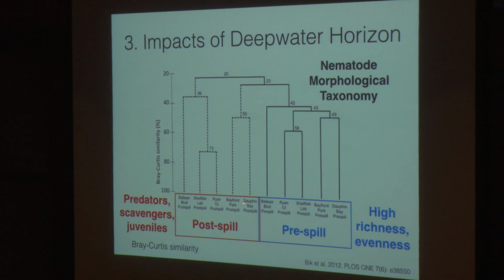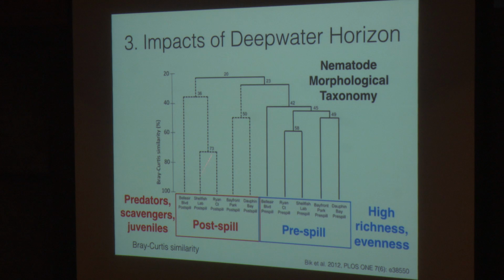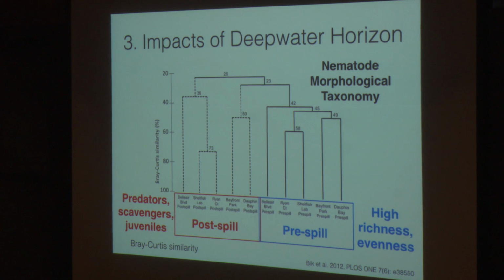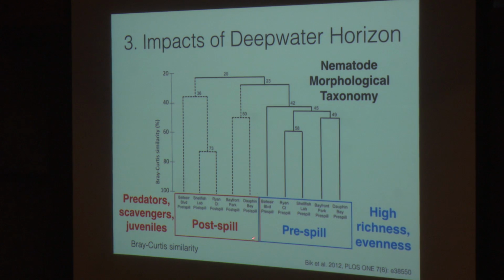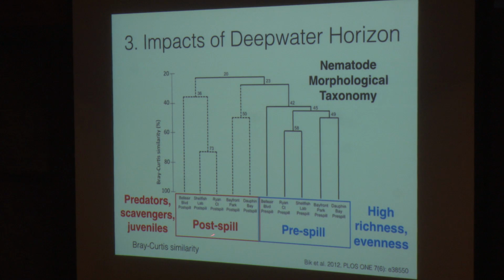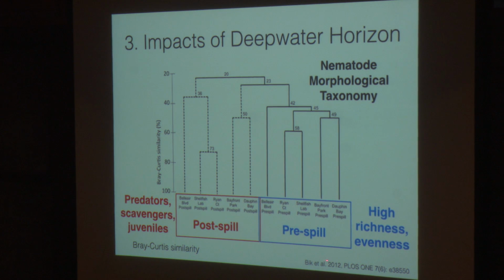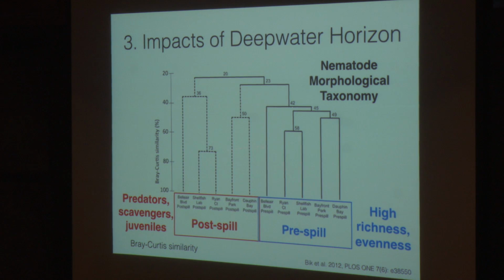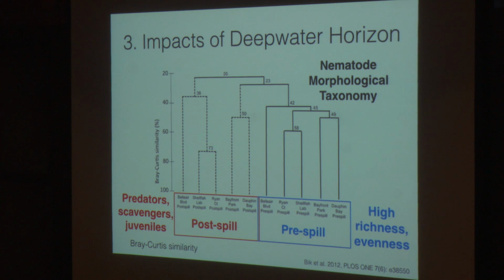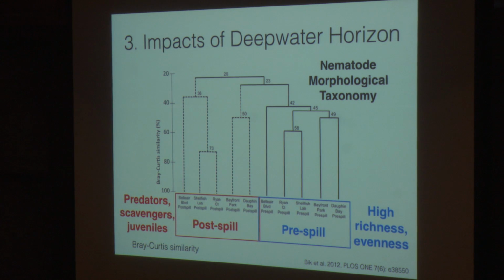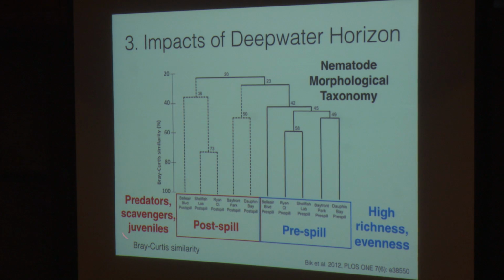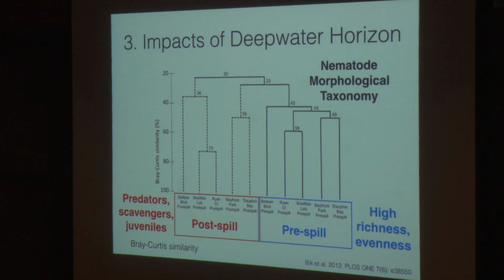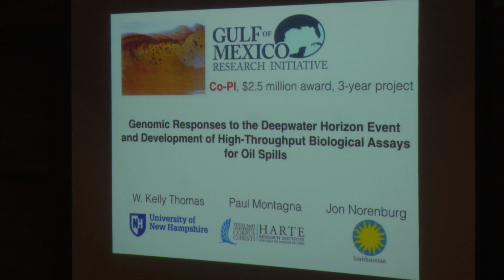In terms of nematode morphological taxonomy, the patterns were consistent, so the genomic information was validated with the actual worms themselves, and we found this strong divide again between pre-spill and post-spill sites. Pre-spill sites were dominated by a very high richness of nematode taxa, with evenness across genera, and in contrast, post-spill sites showed a different community. They were dominated mainly by predator and scavenger nematode taxa, and as well an abundance of juveniles, which potentially suggested some recovery. But unfortunately, we haven't been able to continue the work until now.